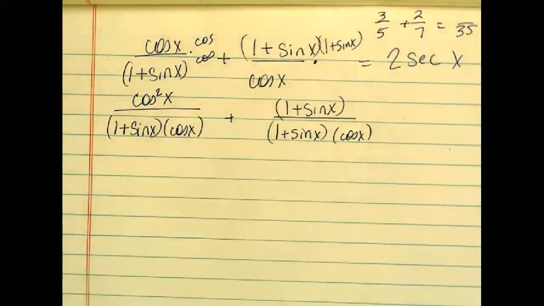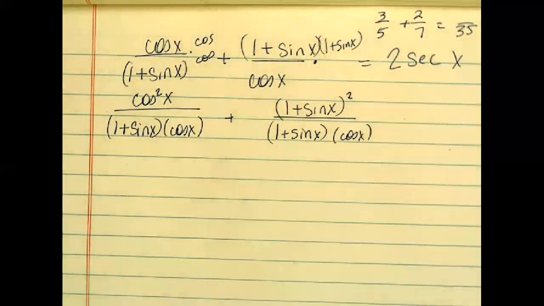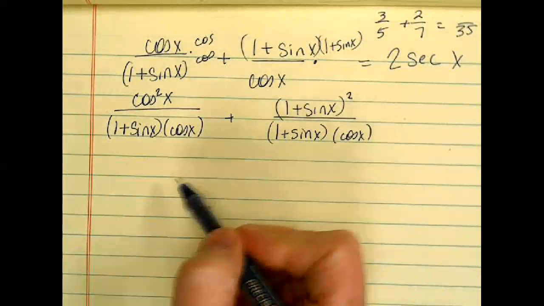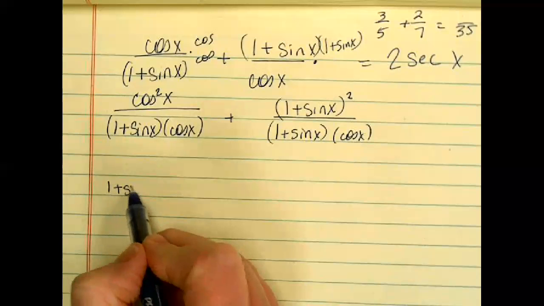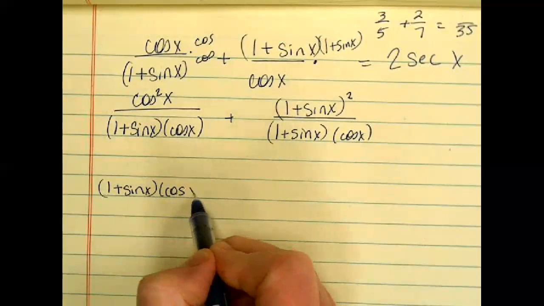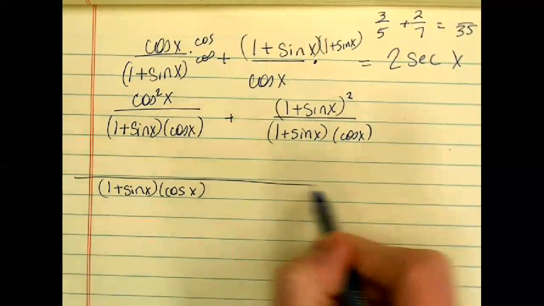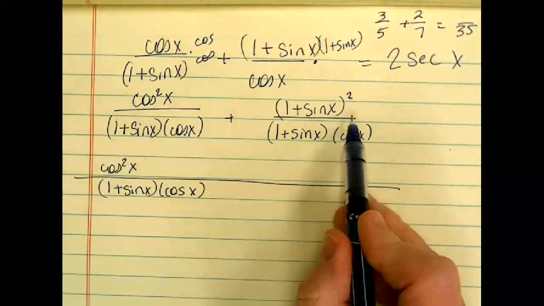Okay? So that's going to be squared right there. Now, I'm going to write this over one fraction, 1 plus sine x times cosine x. I have cosine squared. Now I'm going to have to FOIL this out.